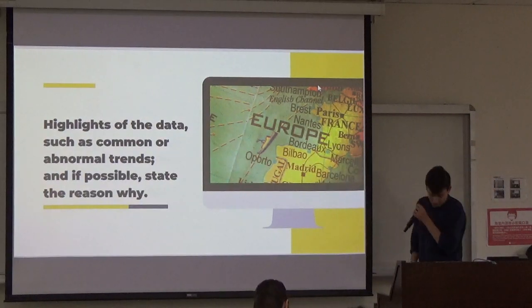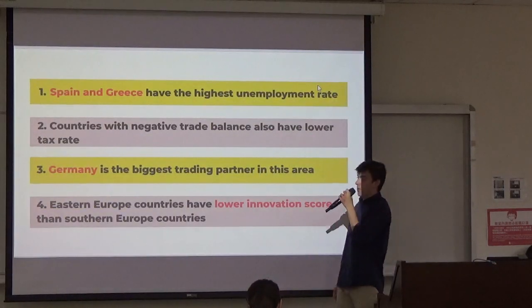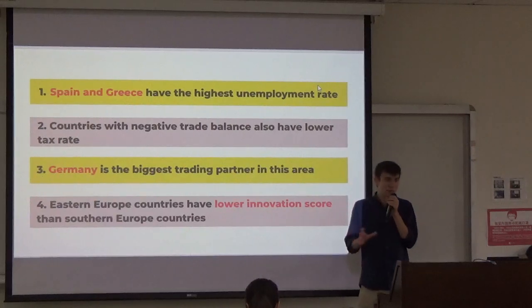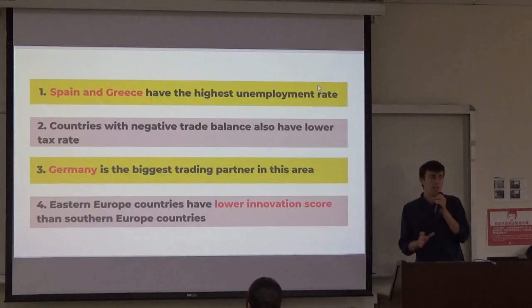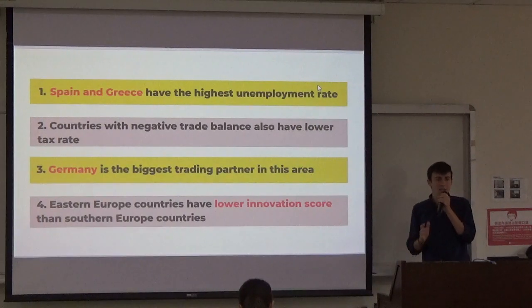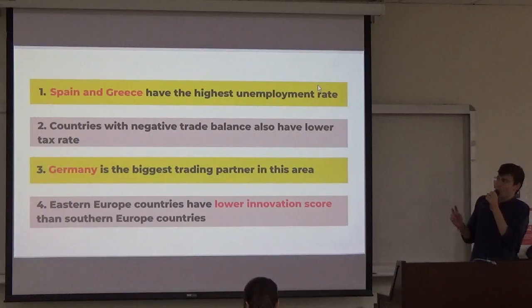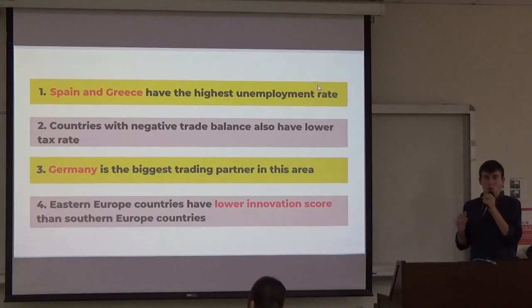So the first one is Spain and Greece have the highest unemployment rate. Yes, I'm Spanish, and it's one of the biggest problems that we have. So what is the reason for this? First of all, the crisis of 2008, we didn't recover from it. Second one, our labor market is not well prepared.